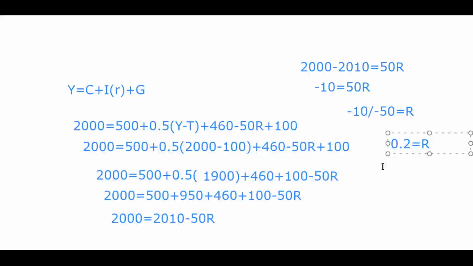Now that we found the interest rate R, we can find consumption. Wait, I did something wrong. I had a minus 50R, but it should have been minus 100R. I didn't see that. So if it's minus 100R, the answer should be 0.1. So R is 0.1. Sorry.